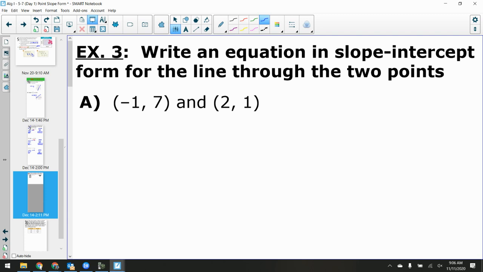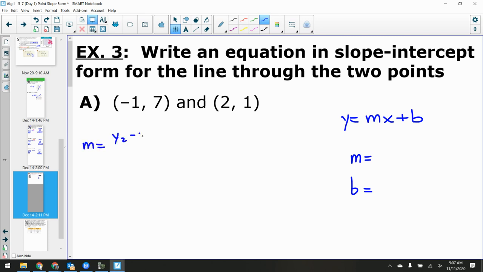Write an equation in slope-intercept form. Same rules, same parameters. Y equals mx plus b. That means in the end, I need to solve for m, and I need to solve for b. Am I given m? No. Shoot. Am I given b? Shoot. I'm not given any information that I need. Bummer. But am I given enough information to find m? Yeah.